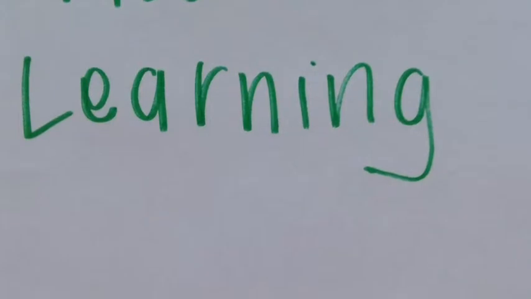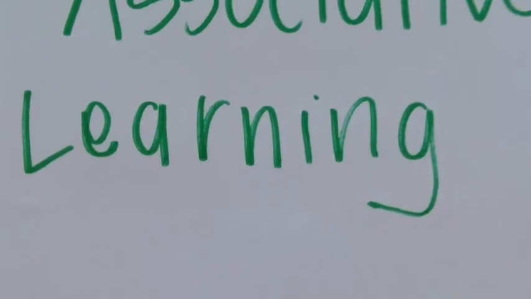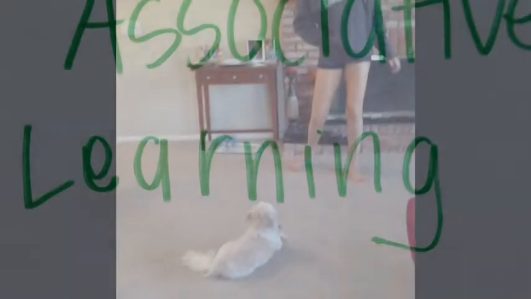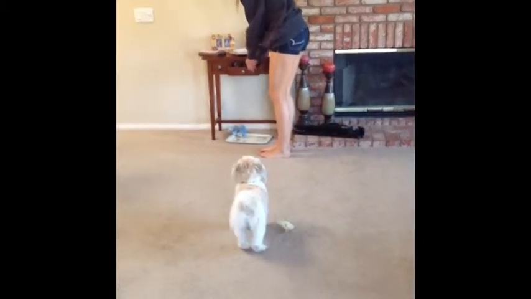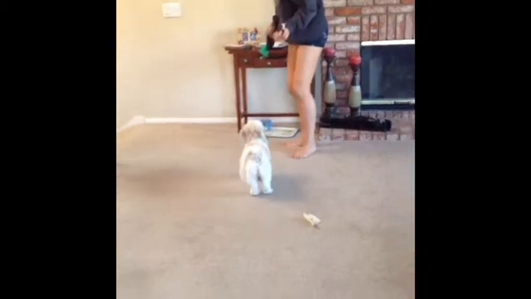The next type of behavior is associative learning. Associative learning occurs when an animal recognizes that 2 or more events are connected. We are going to test this type of learning by showing Sadie a leash, and she will get excited to go on a walk. Sadie, do you want to go on a walk? Yeah?